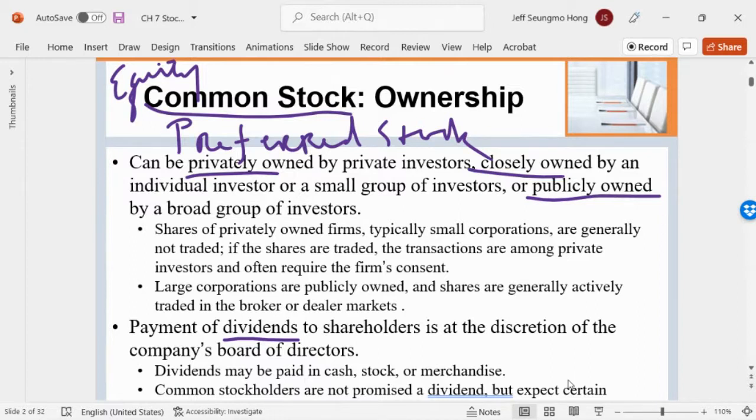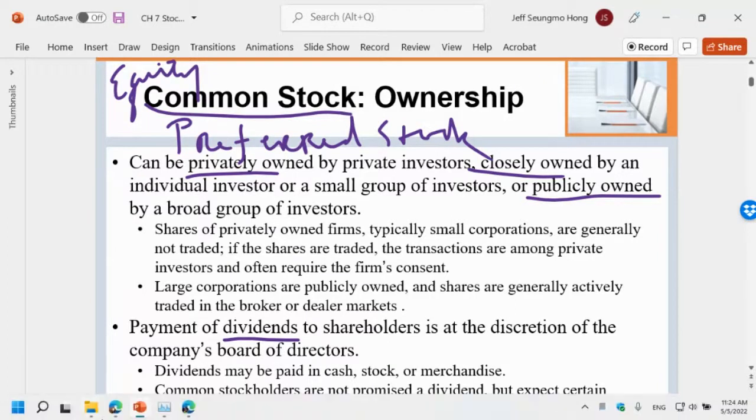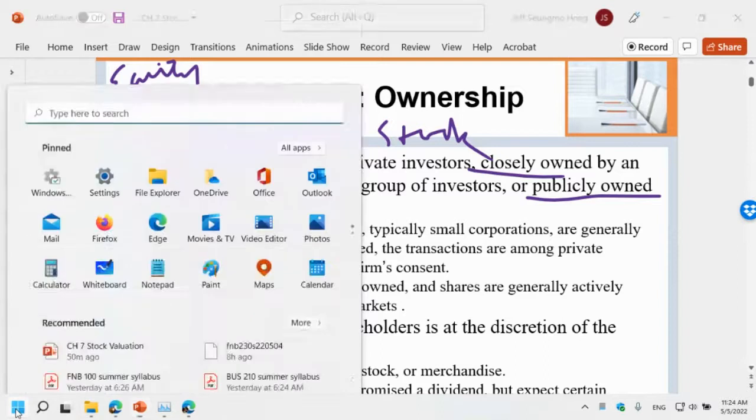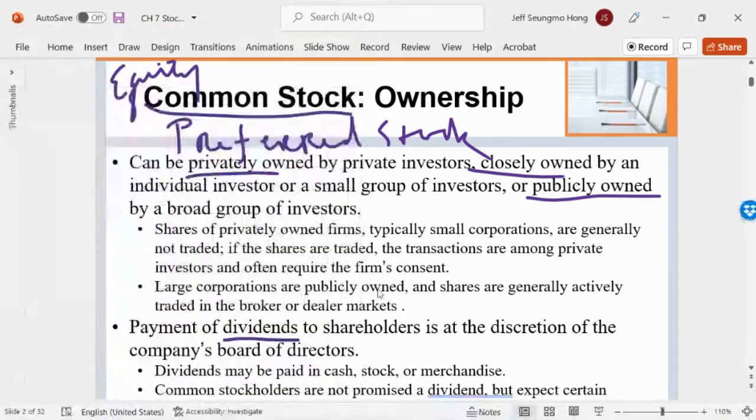Why? Because where does the dividend come from? Where does the dividend come from? You know this because you learned this in topic 2. Where does the dividend come from? Anybody? The company's profits. Yes. And who said that?